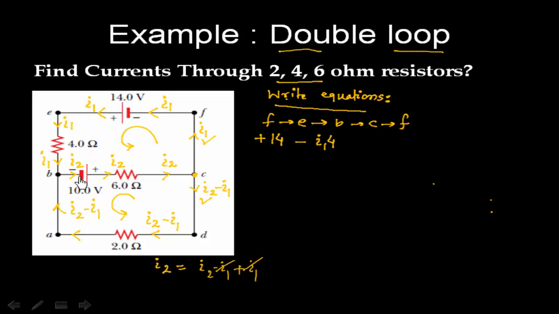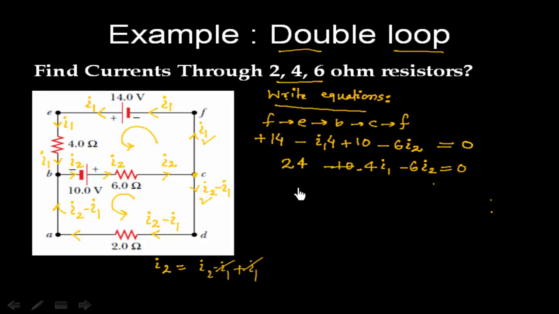Now I am crossing this battery. Again the final potential is positive, initial is negative, and the magnitude is 10 volt, so plus 10 volt. Now I am going in the direction of current, so there is a loss, that is 6I2, and finally I am reaching the point F. So the sum of the potential differences is equal to 0. So I have 14 plus 10, that is 24, minus 4I1 minus 6I2, equals 0.